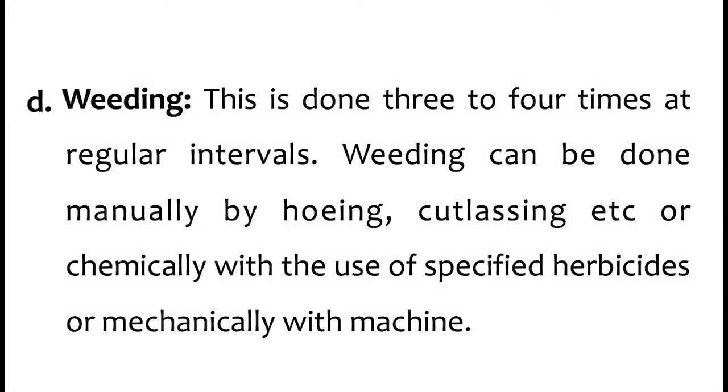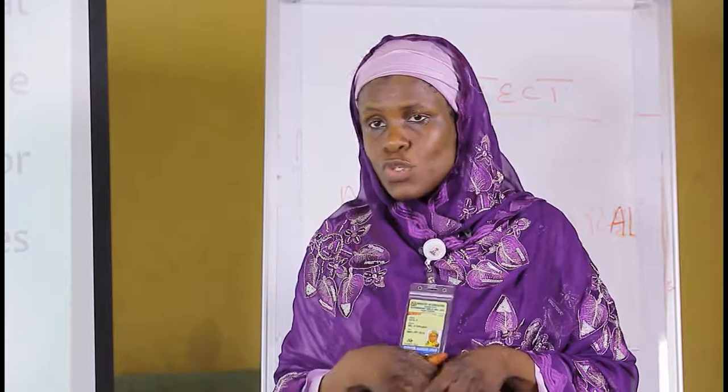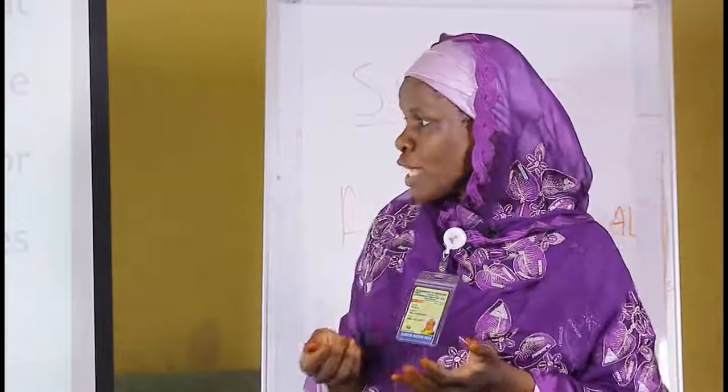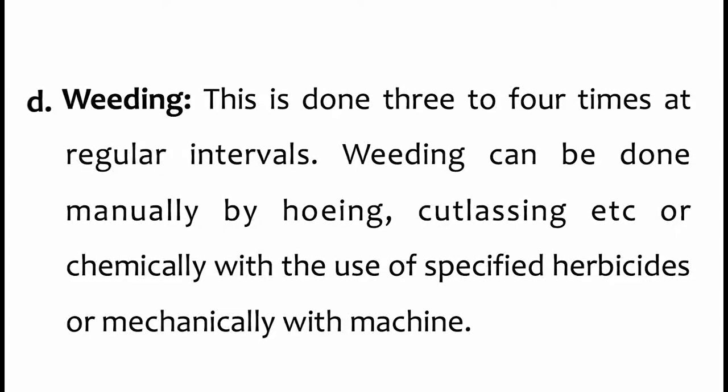This weeding can be done manually by hoe. That is, you remove the grasses manually by your hoe, cutlass, or chemically with the use of specific herbicides. You can use herbicide to burn down the unwanted grass. Or you can also do it mechanically with a machine.